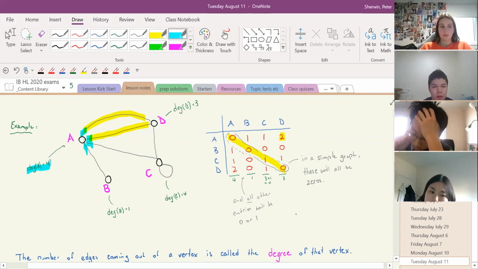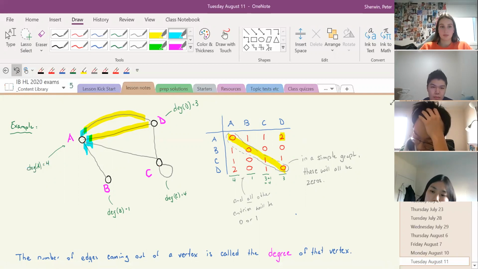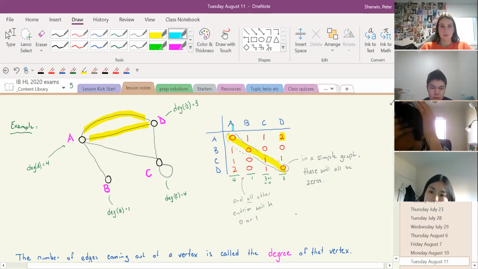The degree of D, we just look at D and see how many edges are popping out. So we've got 3. And so what we say is the degree of D, or deg D, is equal to 3. This is represented in our table. Have a look at our table. If we sum our column, like look at the column of A, 0, 1, 1, 2. I've written the sum in here. That gives me the degree of the vertex A.